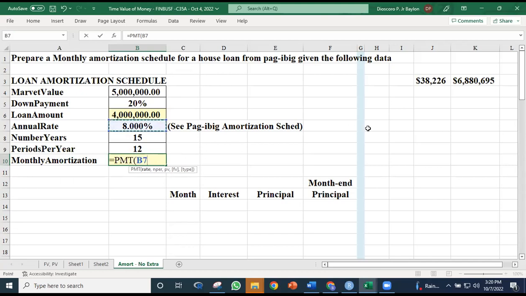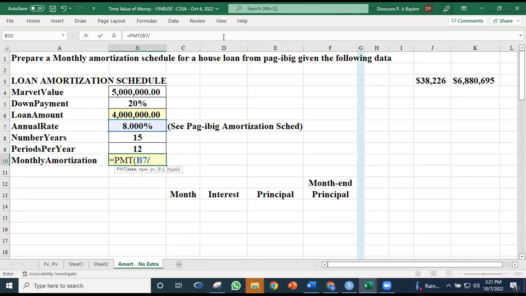Our rate will be 8%, and what, class? What will be our rate? 8%, then yes, Ramon, divided by 12 po. Correct.